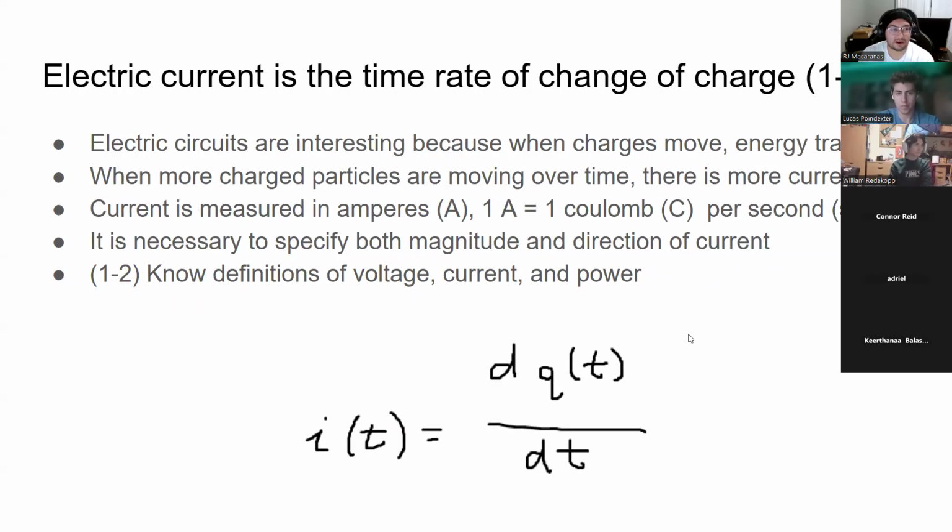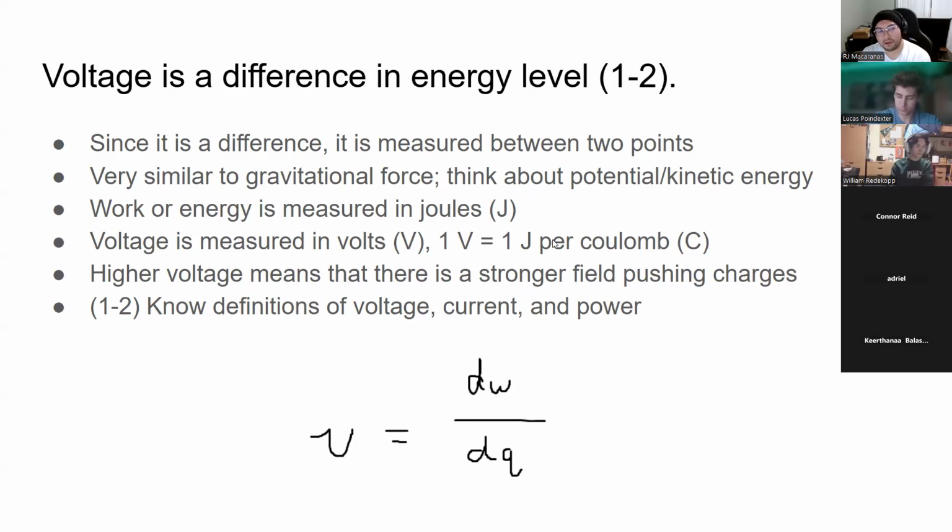Right, so that's the definition of current. We're just looking at how much charge is changing per time. And then we have voltage. So voltage is a difference in energy level, and since it's a difference, it's measured between two points. It's very similar to gravitational force, right? We think about potential versus kinetic energy. If I pick up a ball off the surface of the Earth, I'm actually moving it through the Earth's gravitational field, right? And voltage is similar in the sense that we're lifting up charges through an electric field, and that electric field is working to move the charges around.